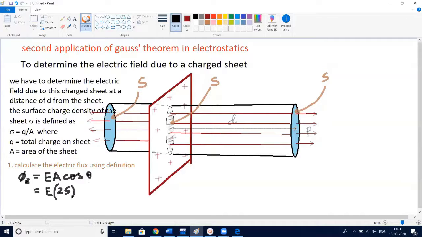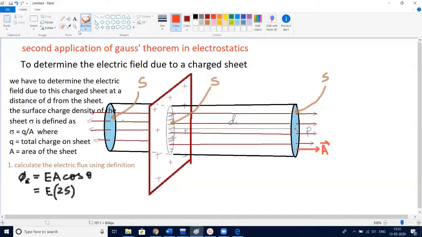And what is cos theta? Cos theta is very easy to determine. The direction of A is the same as the direction of E, because the direction of A is a vector which is directed perpendicularly outward from the surface. So this is the direction of A and this is the direction of E. So the angle between A and E, theta, is equal to 0 degree, and cos 0 degree is 1. So phi E is equal to E into 2S.